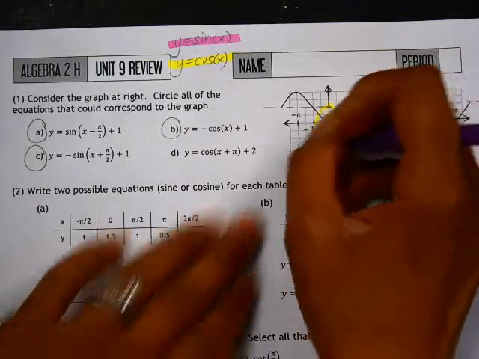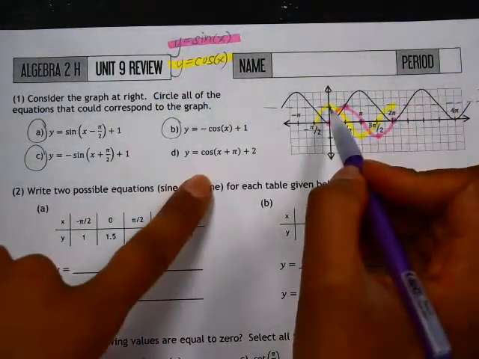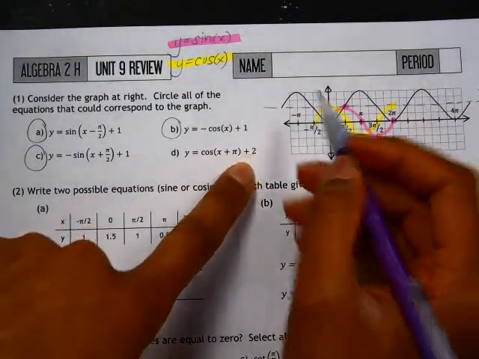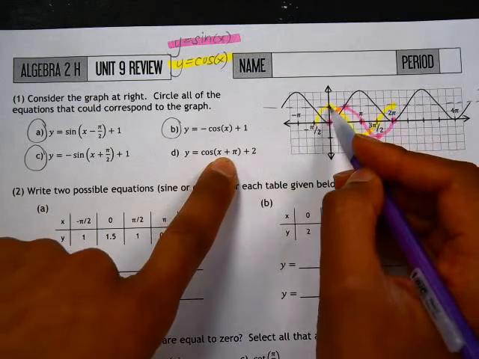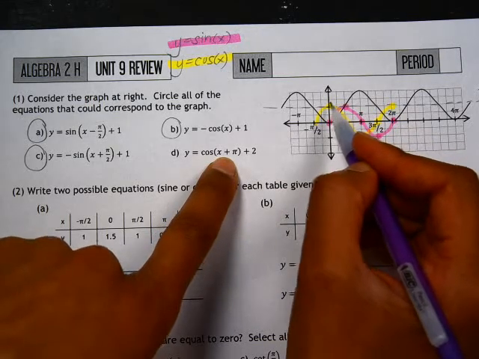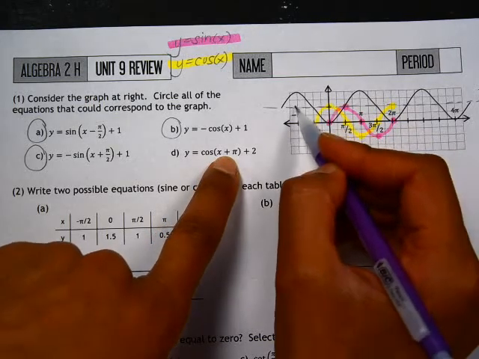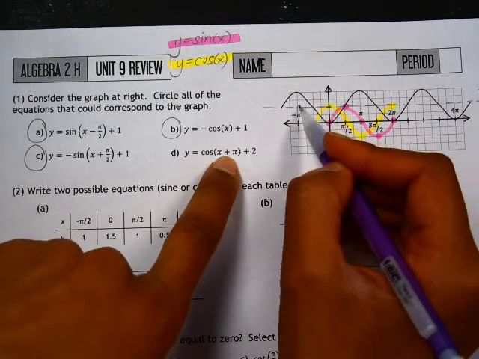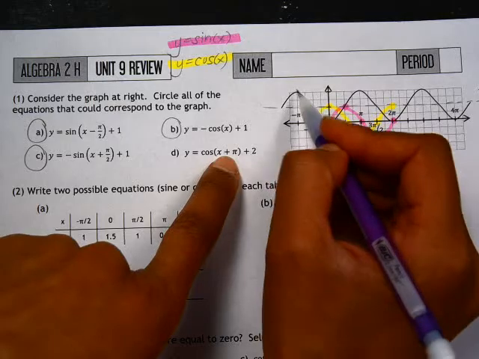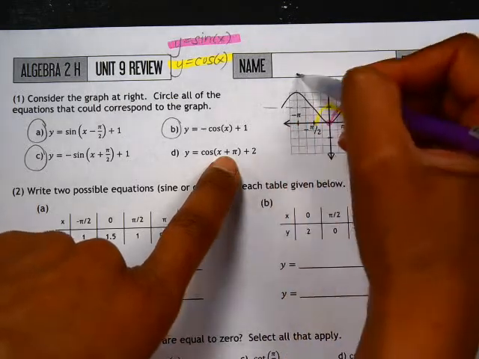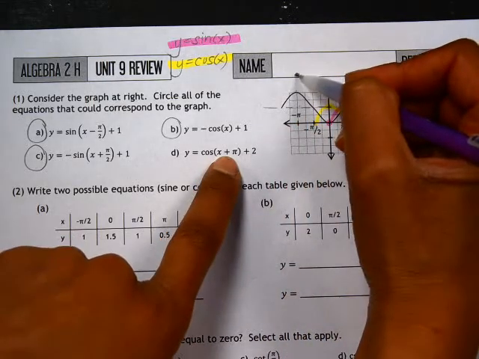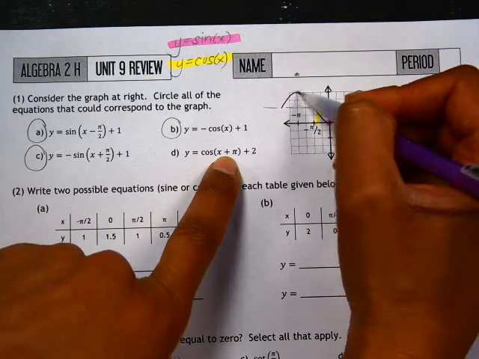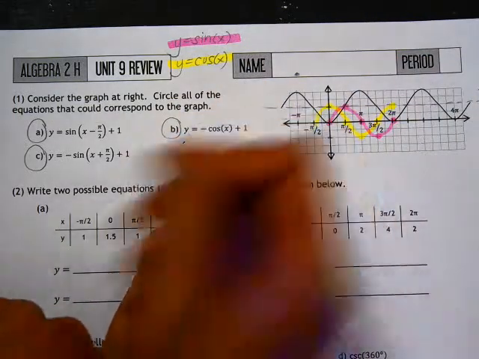Alright, let's look at the last one. y equals cosine of x plus pi, plus 2. So this means the cosine graph is going to get shifted left by pi over 2. So the top of the graph here is getting shifted left by pi over 2. Or no, just by pi. So left by pi and up by 2 units, which would mean the top of the graph should be here, but the top of the graph is actually only here. So this would not be a match.